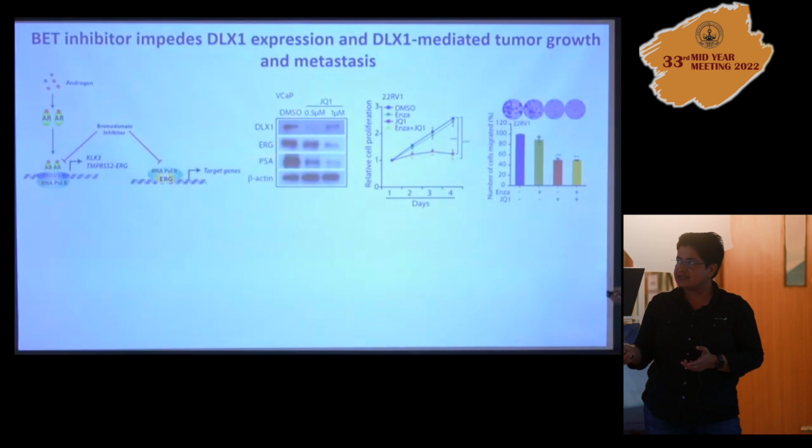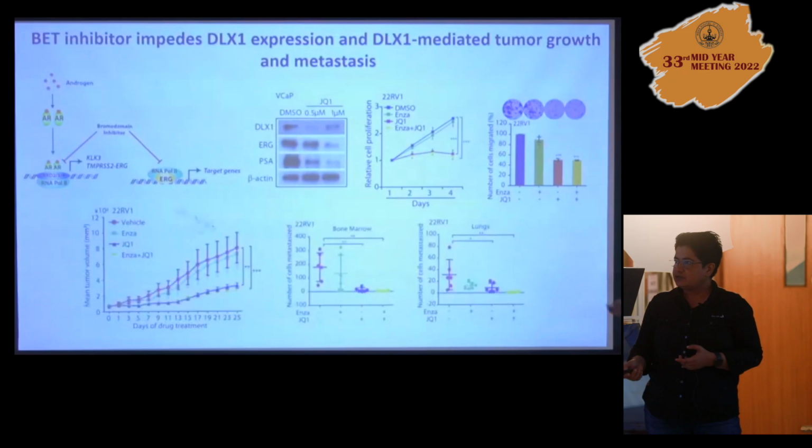We used these VCaP cells, treated these cells with JQ1, which is a bromodomain inhibitor, and we can see there is a significant decrease in the expression of ERG, followed by DLX1, which is driving the expression of DLX1. And then when we perform this cell-based assay, a similar kind of effect was obtained with JQ1 treatment, and also with the anti-androgen along with JQ1, so significant decrease in cell proliferation as well as cell migration.